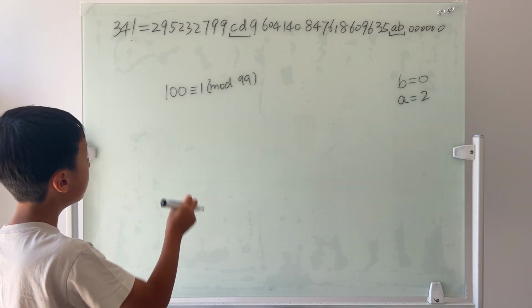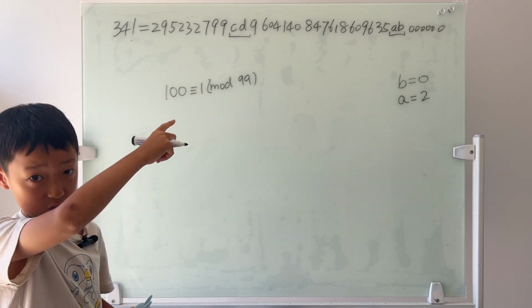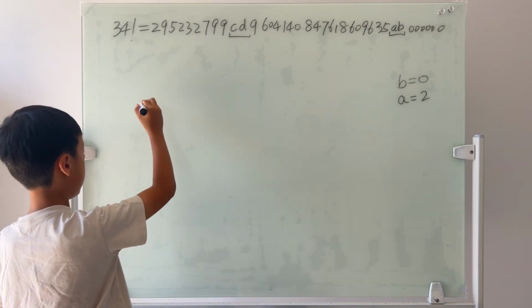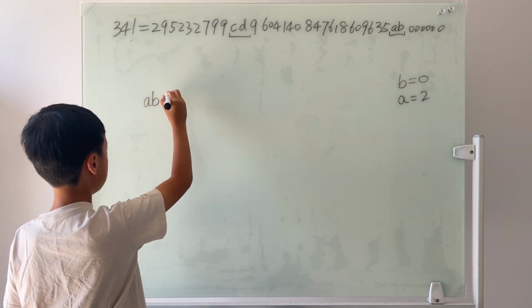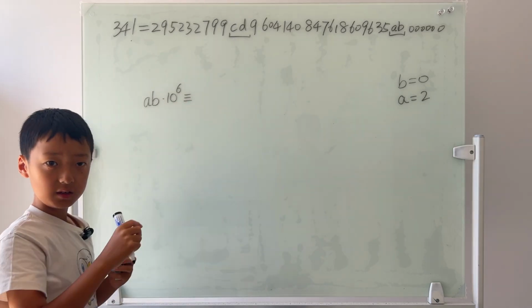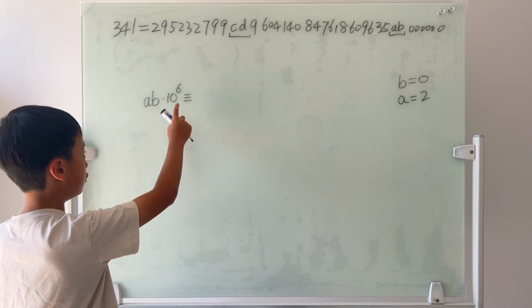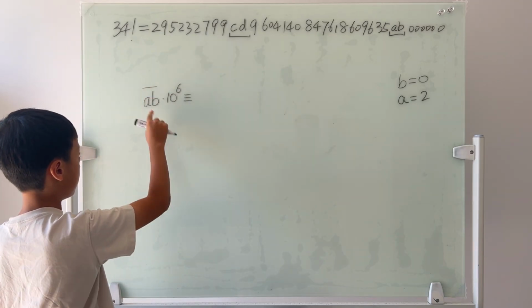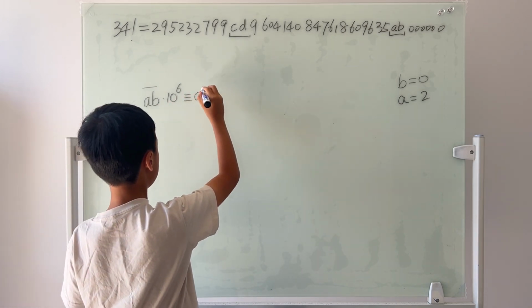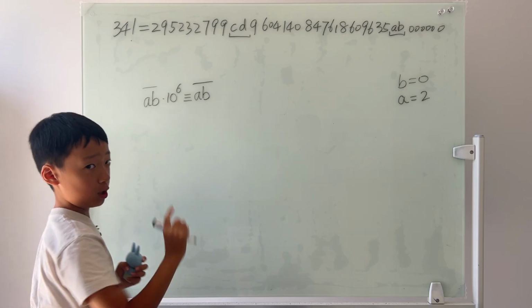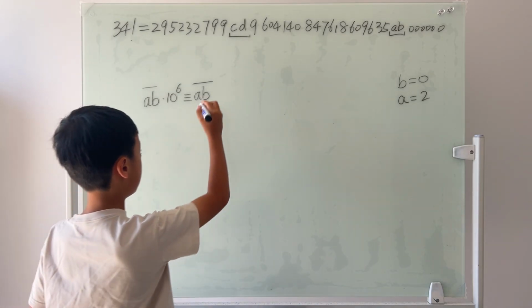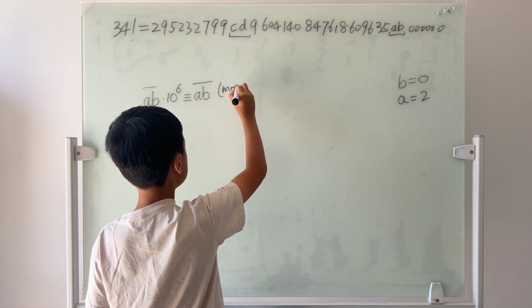Oh, and just a little side note, this number has 39 digits. Well, why don't we start off with AB? So it's AB times 10 to the power 6, which is congruent to 10 to the power 6. 6 is an even number, so this is congruent to 1. Look at the bar. Well, so this is congruent to AB. And if you don't know what this bar means, it means that AB is not multiplication. It is a number. And of course, don't forget the mod 99.